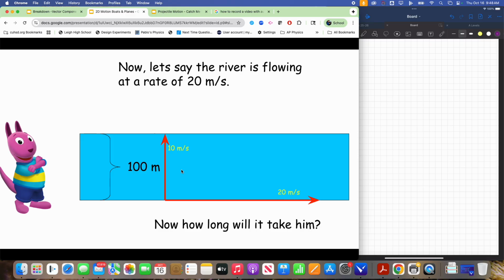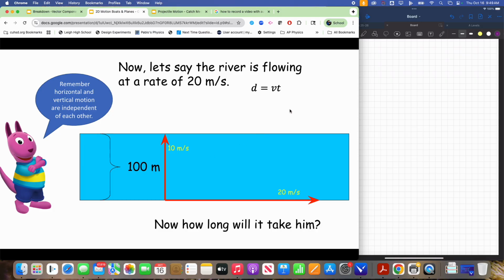Again, we're treating motion in each direction independently of each other. They happen simultaneously. He moves horizontally and vertically at the same time. So the time moving horizontal and the time moving vertical are the same. However, we're only going to look at the going across the river. So horizontal and vertical motion are independent of each other. So again, we're going to use distance equals velocity times time. We put in 100 meters. Even if the river is pulling him down, it's still only going to take him 10 seconds to cross the river because he's only vertically traveling that same 100-meter distance. Okay, so it's still 10 seconds.